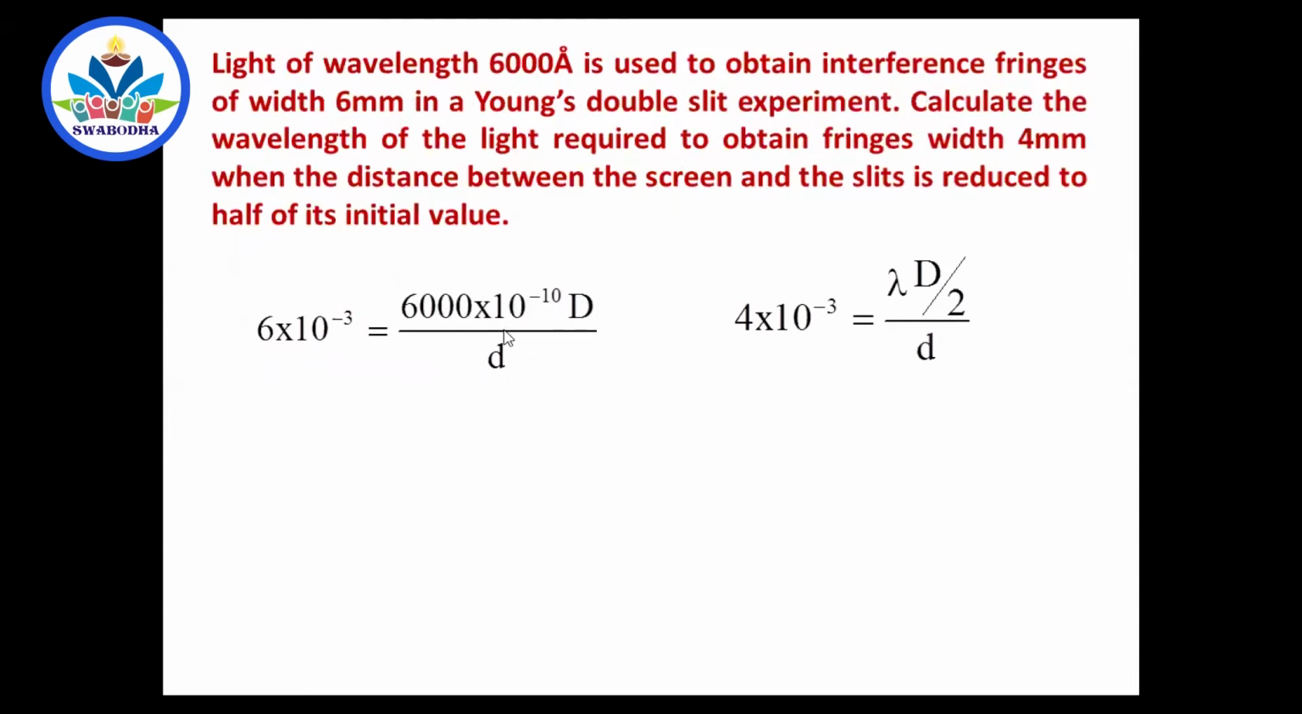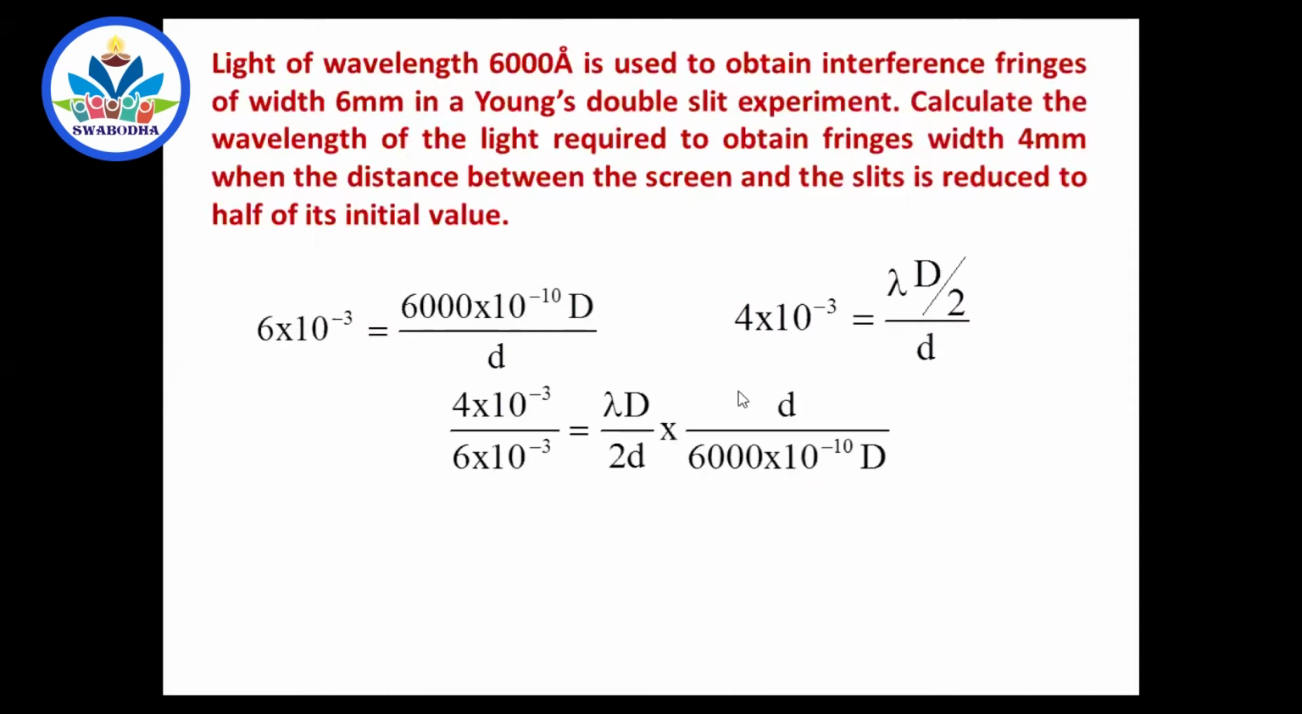Now, the next equation: I can bring this D here and 6 millimeter here later. To obtain a fringe width of 4 millimeter, I have directly written the second equation. For 6 millimeter, I have 6000 angstrom and capital D by d. For 4 millimeter, the new D should be D by 2. Lambda, I don't know. Small d remains the same. That is not given. That is given, 4 millimeter.